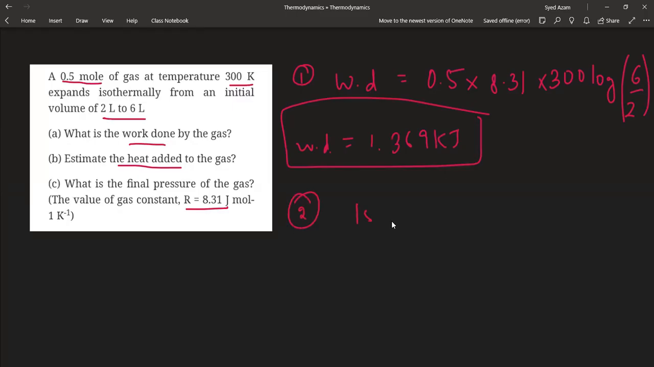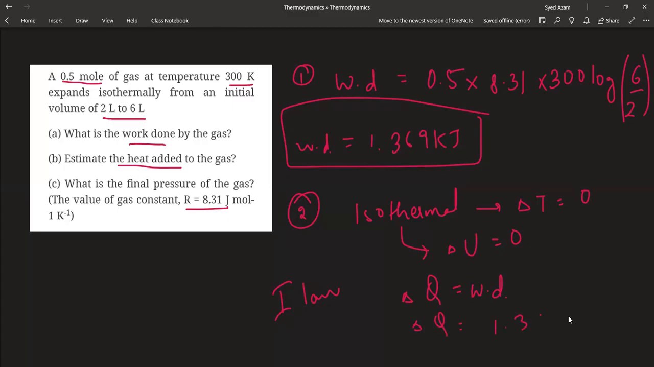Second part says, see, isothermal. Isothermal means change in temperature is 0, right? Internal energy change will be 0. Remember, in adiabatic, delta Q will be 0. In isothermal, delta U will be 0. You have to remember this. Now, according to the first law, delta Q will be equal to work done. What is the work done? We have already calculated 1.369 kilojoules. So that's why the first part has to be right. Otherwise, you will be copying the wrong value.